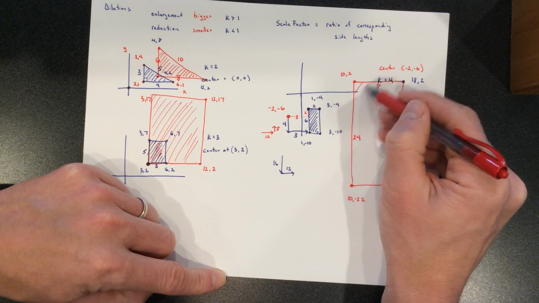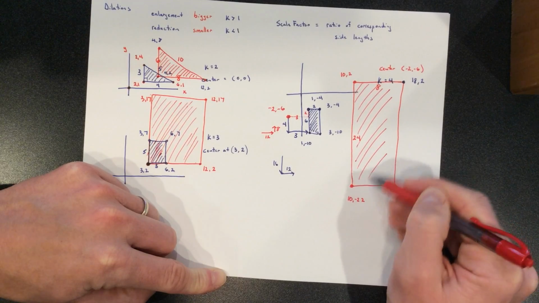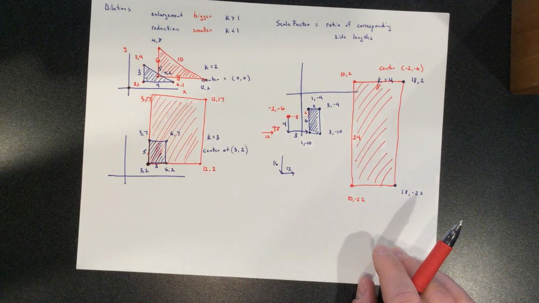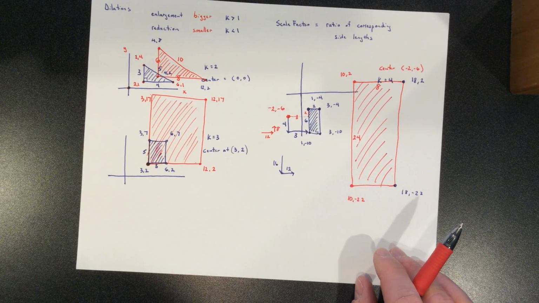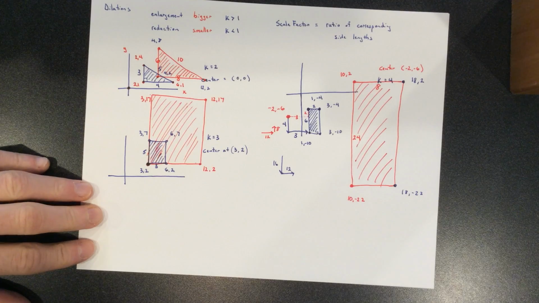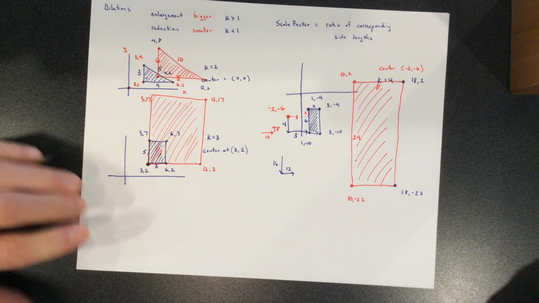And there's my final shape. If you do enough practice, these will all start to make more sense. Okay, let's look at something really quick. This is a property that I want to look at.